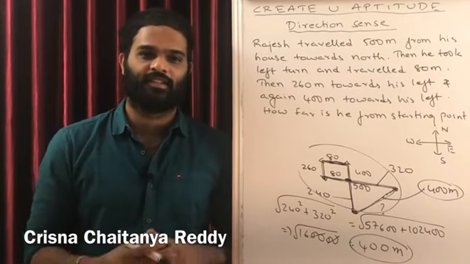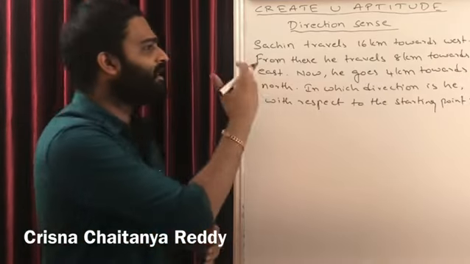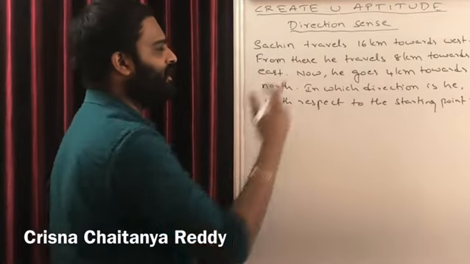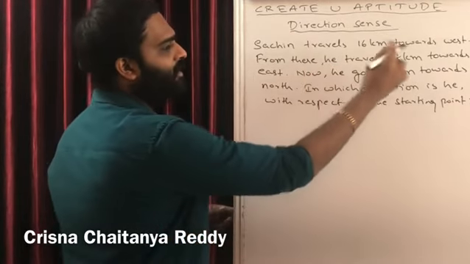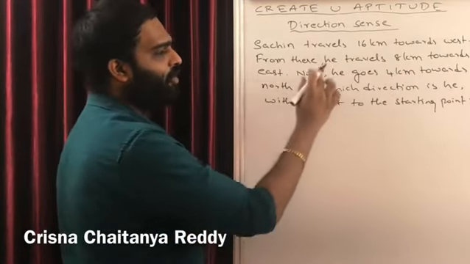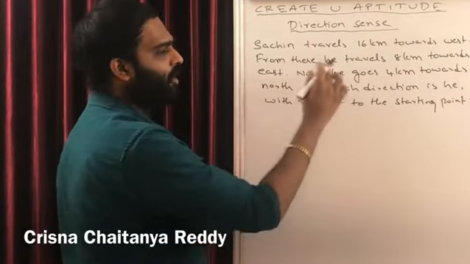Let us solve few more questions now. Suppose the question is, he said Sachin travels 16 kilometers towards west. From there, he travels 8 kilometers towards east. Now he goes 4 kilometers towards north. In which direction is he with respect to the starting point? This time he is not asking us to measure the distance. He is asking us to find out in which direction is he.